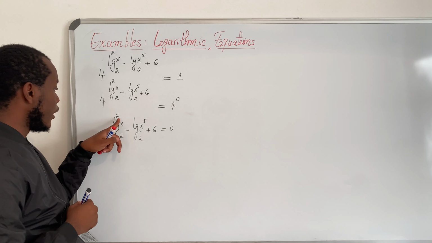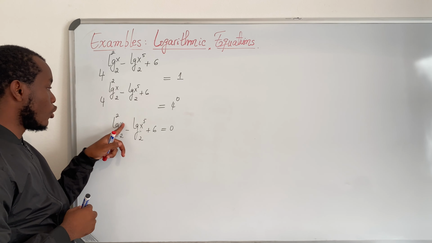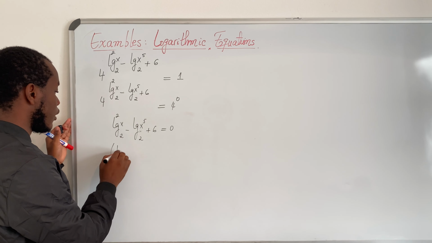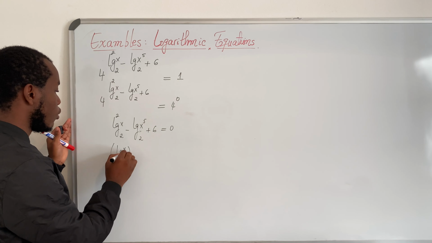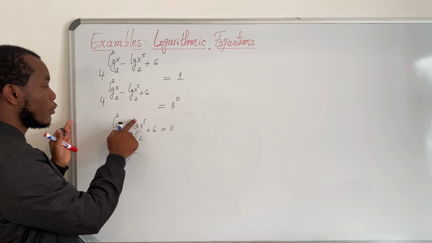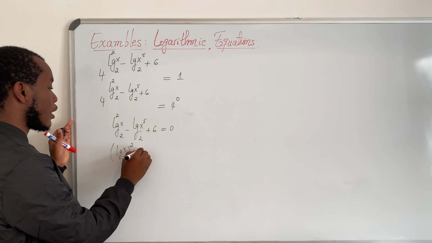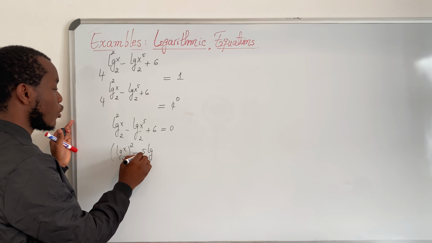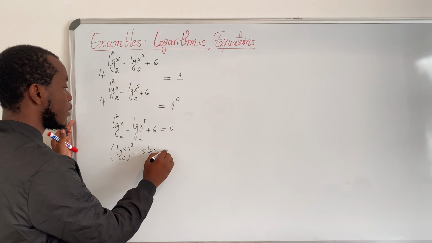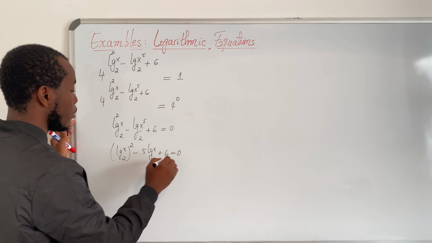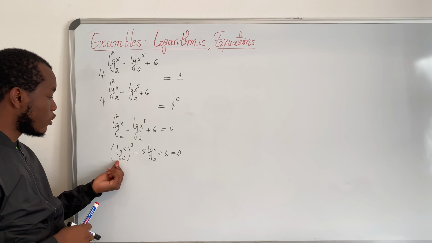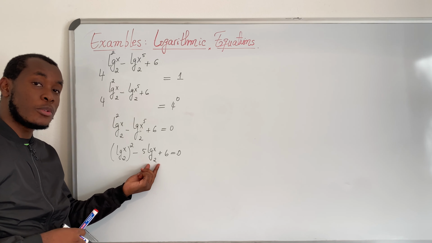According to the rule, this 2 is the exponent not of the x, the argument, but of the log. So we can write log of x to the base 2, all to the power 2, minus this 5, which is not of the log but of the argument, so it can come to the front multiplying. So it's going to be 5 times log x to the base 2 plus 6 equal to 0. Now what we observe is that we have log of x to the base 2 here, and log of x to the base 2 here.